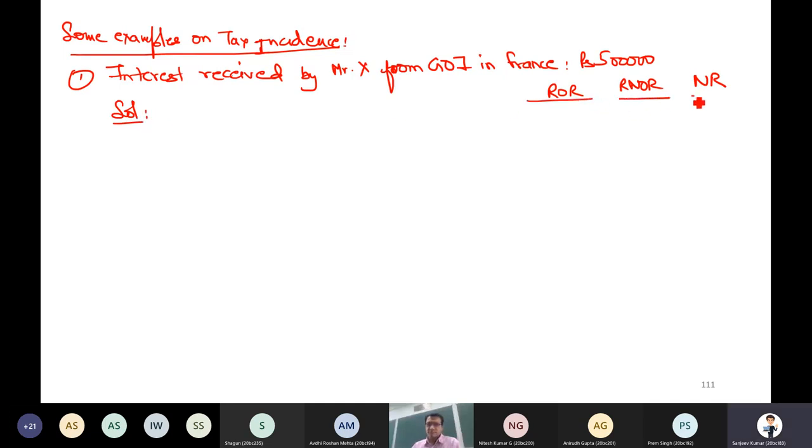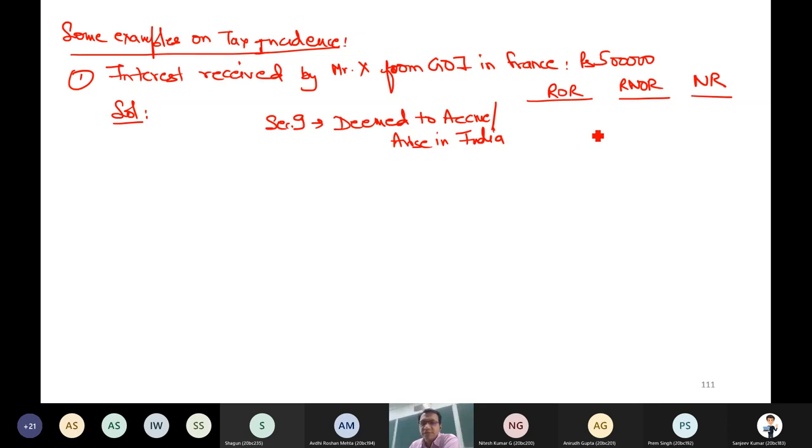Sir, it is taxable for all. Why? Because the borrower is the government and we are not concerned about where the government is using this money. So I can say that as per section 9, this income is deemed to accrue or arise in India. Because of section 9, it does not matter who this Mr. X is, this income will be taxable in his hands. I hope the point is clear. Any problem you can ask.